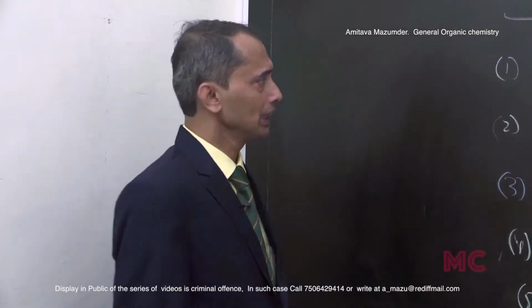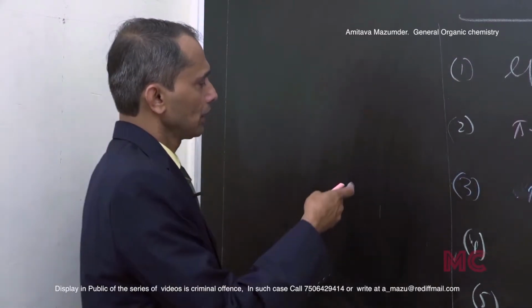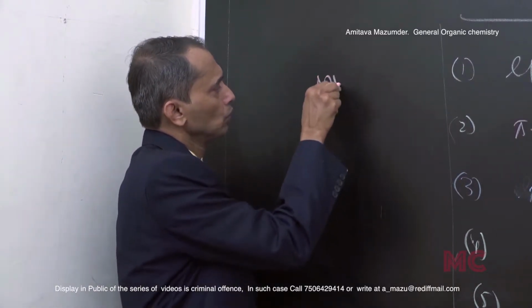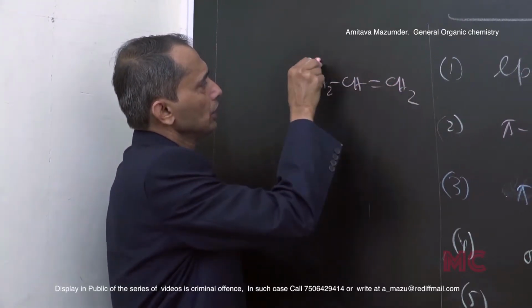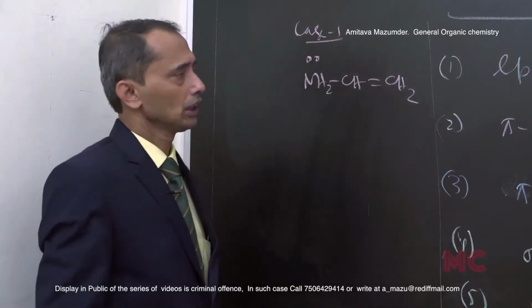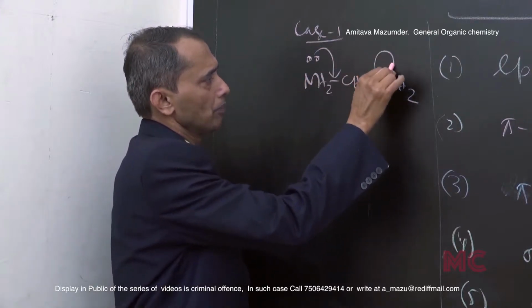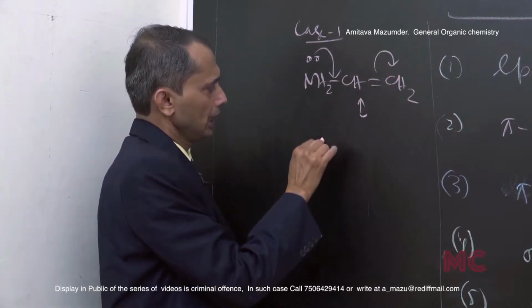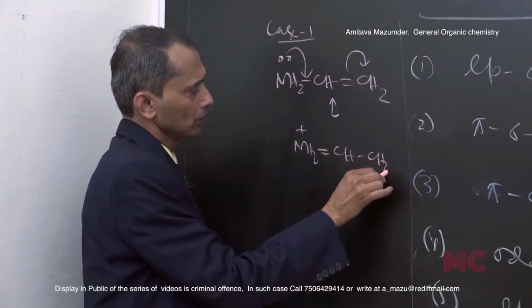Now to explain this, I will take the cases one by one. Let's say I am taking the lone pair, sigma, pi situation. Let's say I am talking about NH2-CH=CH2. Over here, I am taking case 1. Here the lone pair is over here. Now this lone pair can come over here and the pi bond can go over here. So you can get NH2+=CH-CH2-.